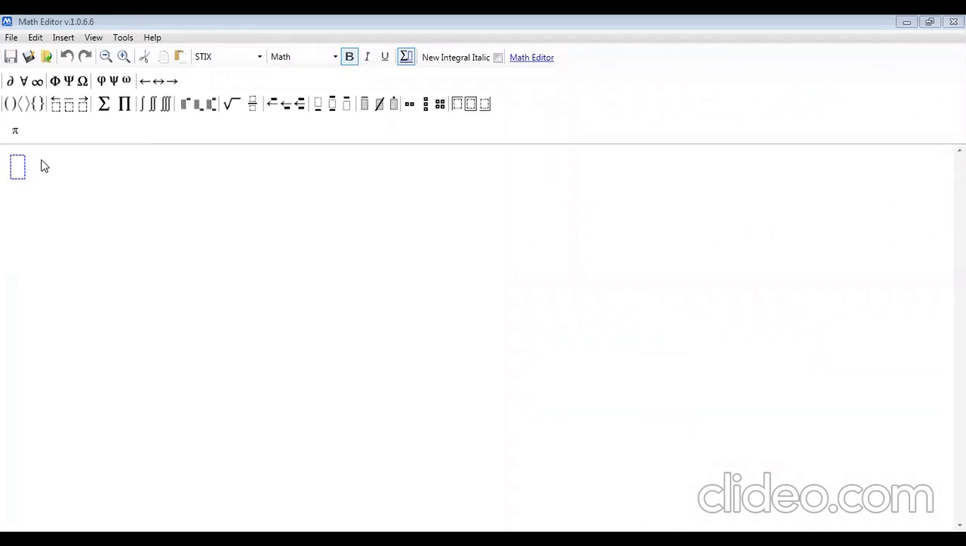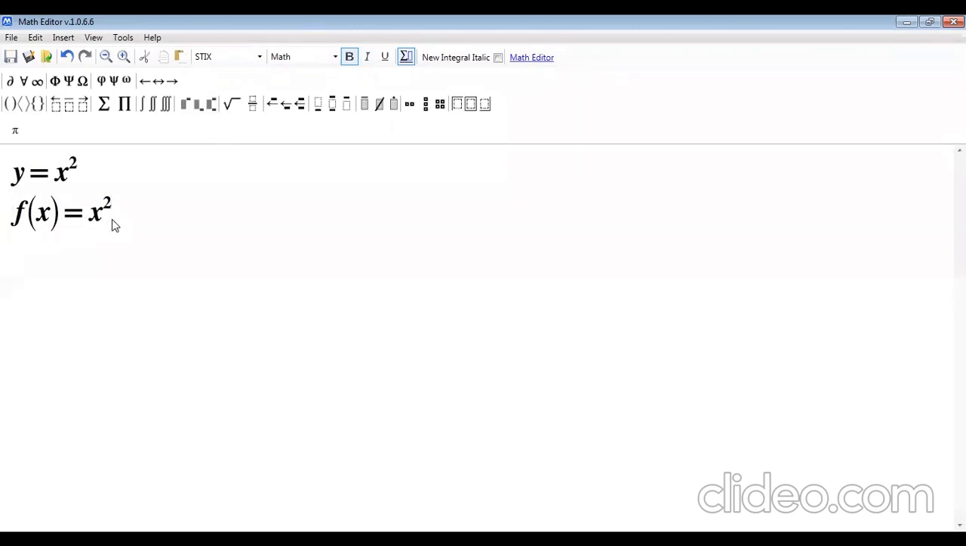Hello, are you watching? Suppose y equals x square. Y equals x square. That means f of x equals what? F of x equals x square, right? F of x equals x square.